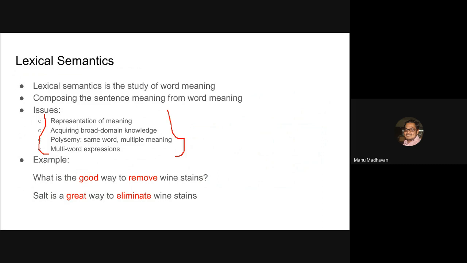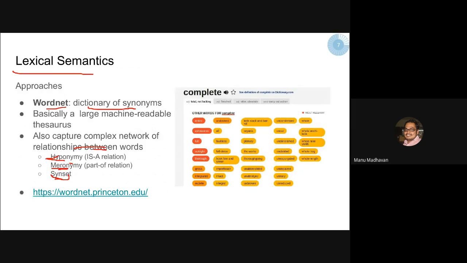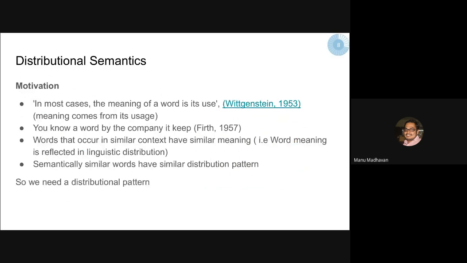If a word is not available in WordNet, a new word comes, how do we identify the things? So there are a lot of issues. So that is not a good model. Lexical semantics is not a good model, not a scalable model, to cope with today's NLP needs.